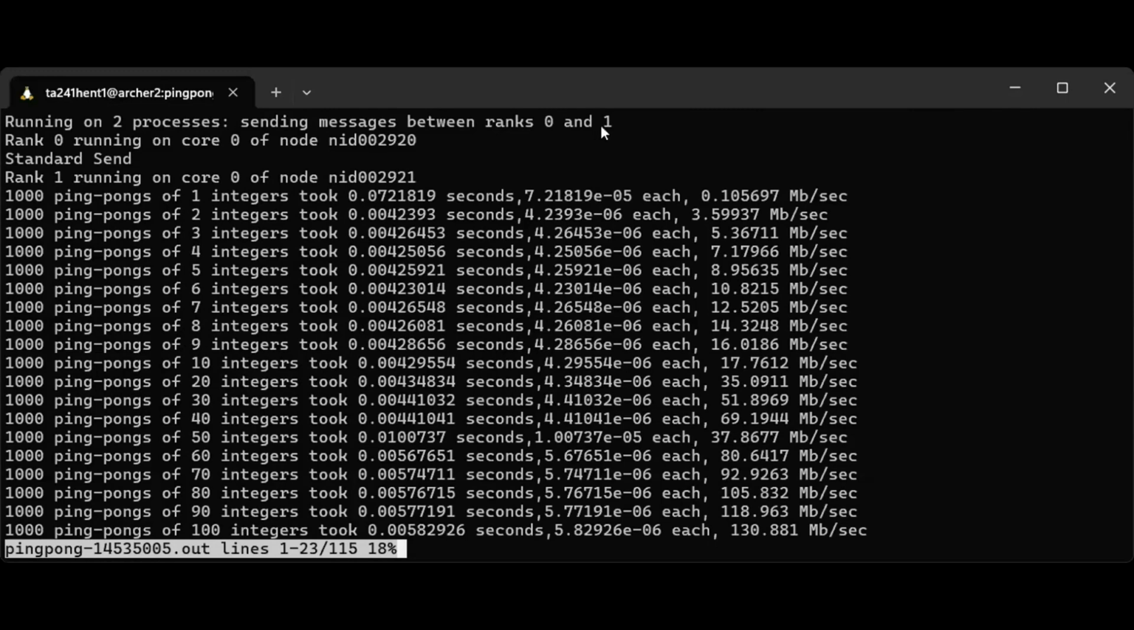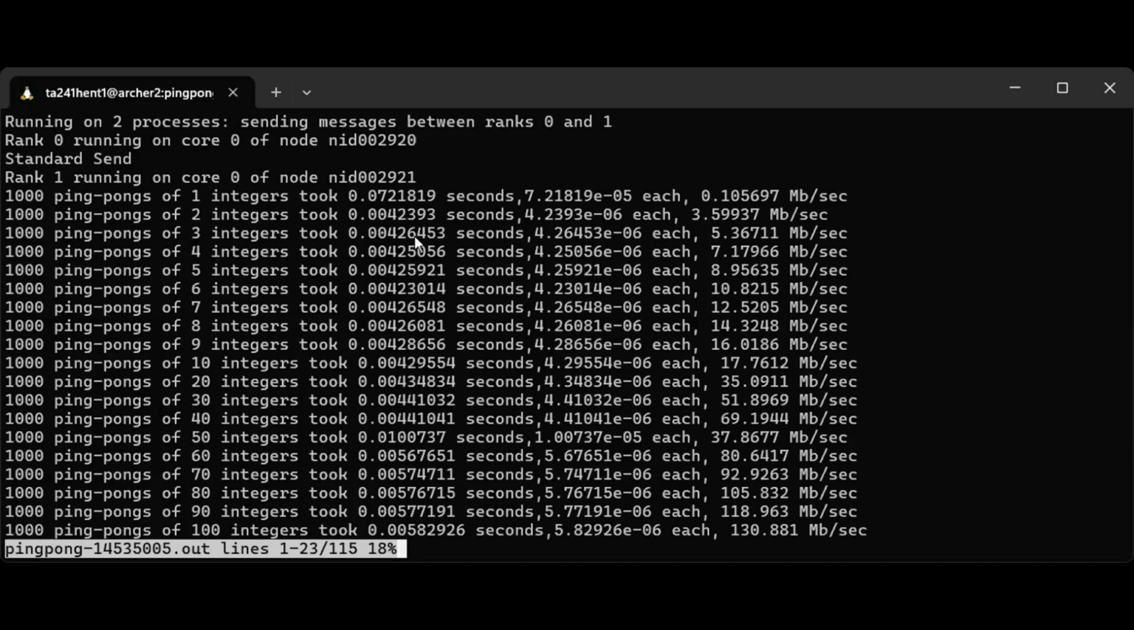So it's running on two processes, same message between rank 0 and 1, but rank 0 is on core 0 of this node and rank 1 is on this node. I've got some code in there to tell you not only what node you're on, but also what core. Remember, Archer has 127 cores. The important point here is, although I'm only running on two processes, they're on different nodes. They're also right next to each other, but this is sending data across the network.